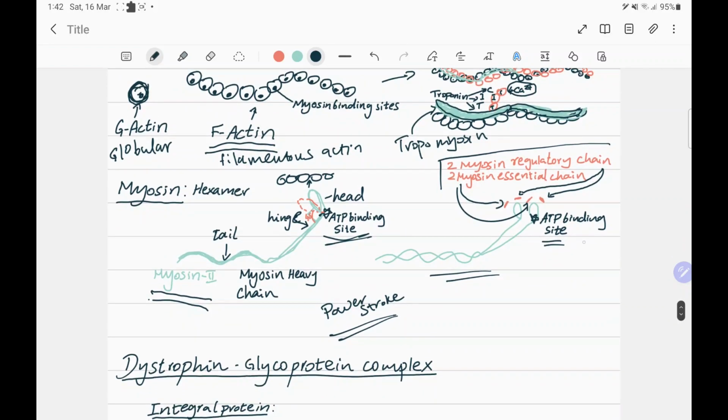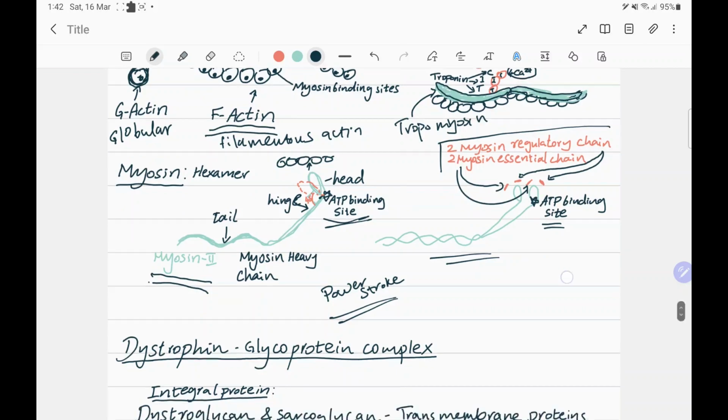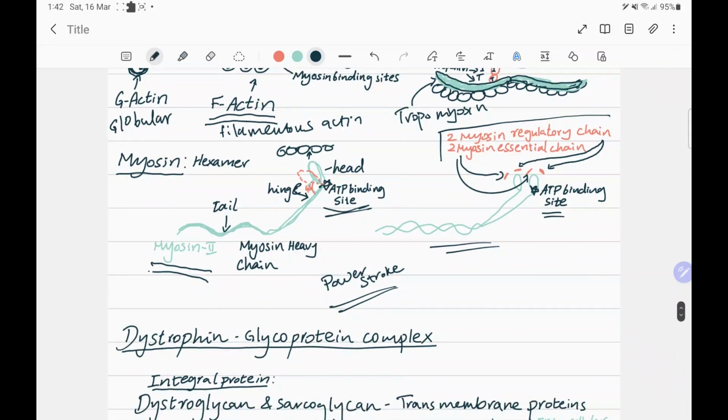And this is the ATP binding site, which ATP binds to and gives its high energy phosphate bond energy to cause the cross-bridge cycling and the power stroke to take place.